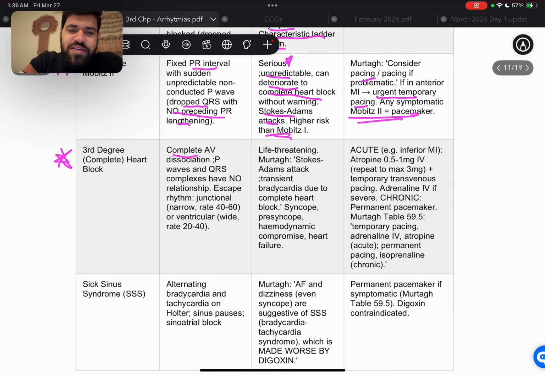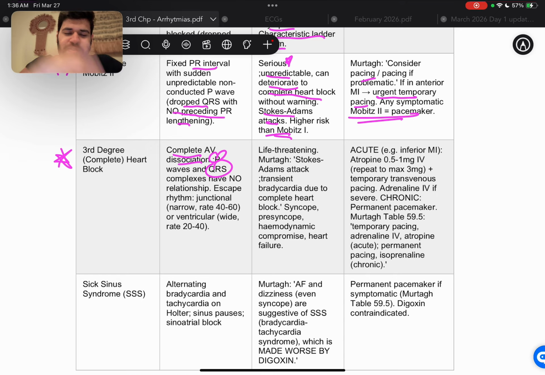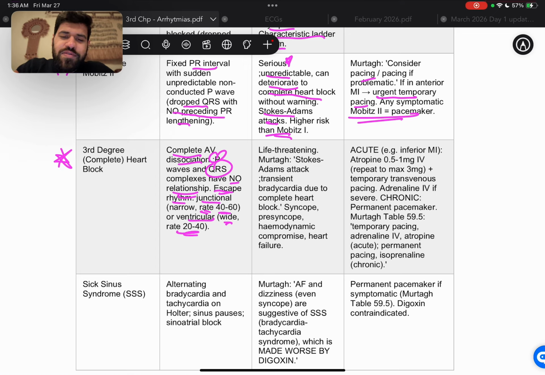There's complete AV dissociation, so P waves and QRS are not aligning at all. The P waves are doing their own thing, and the QRS is doing its own thing. So there's no relationship. And these are escape rhythms: junctional, which is narrow, with rates between 40 to 60, or ventricular, which is wide, with a rate of 20 to 40. And this is life-threatening.